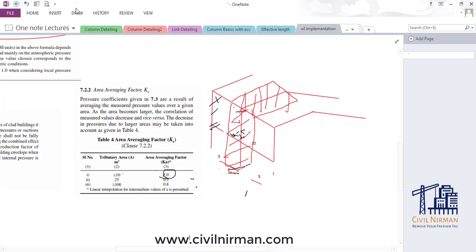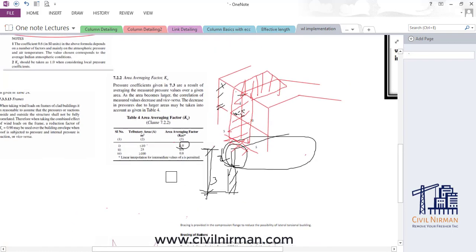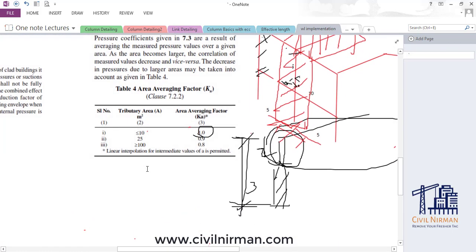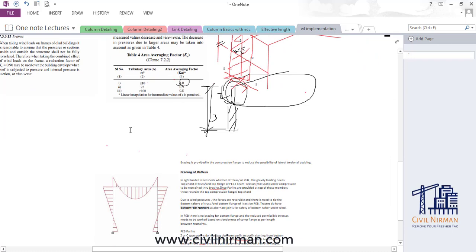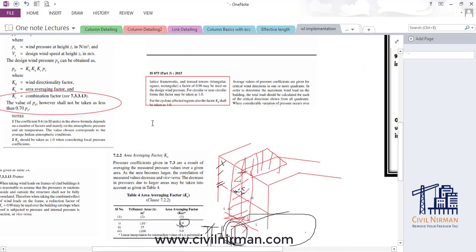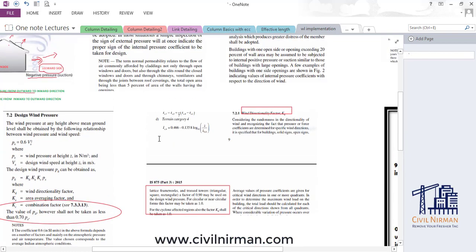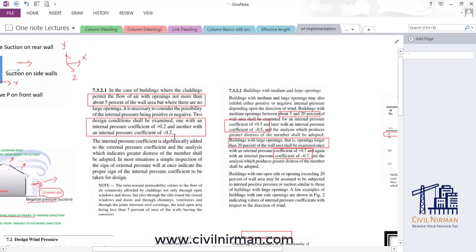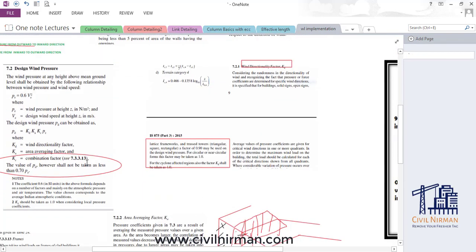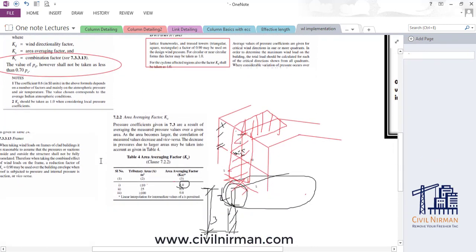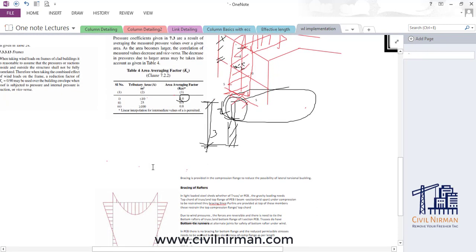Okay, so while calculating this Ka value, you just keep this in mind. Any other doubt in Ka value? No, sir. Okay, so we have gone through the KD value. Now we will move further for the KC part. Now let's understand what is KC.